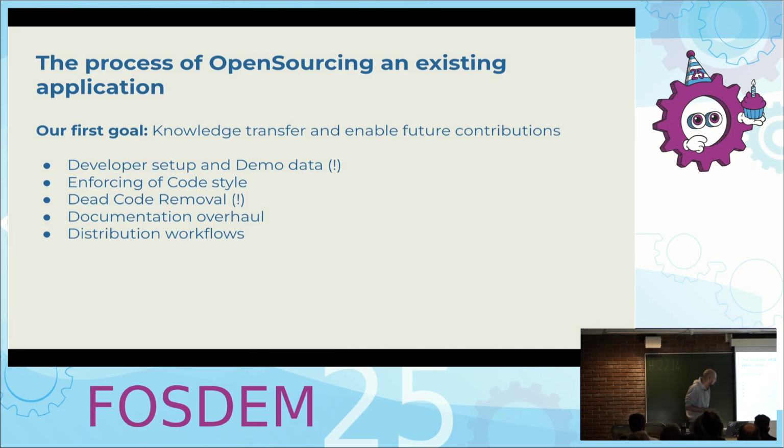We enforced some code styling rules. We removed code that was no longer needed, and also reviewed the documentation. Those of you who are developers, we all know the documentation is always the part that comes to the bottom of the list. And also the distribution workflows. How can you get the software? How can you use the software? And once that was done, we felt confident, okay, we are at a state now where we can actually understand the application and start working with it.